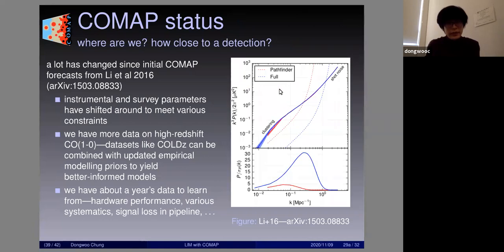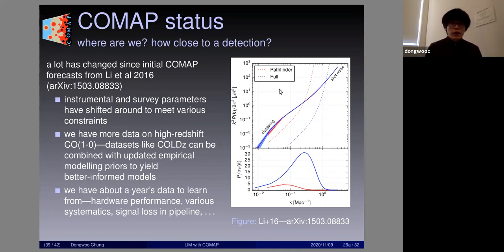So the question then is, how far off is that kind of confident detection? Well, when Tony Li wrote his paper four or five years ago, he made these forecasts for a Pathfinder experiment, which is where we are now in the project. It was fairly optimistic. We thought we would get something like a 7-8 sigma detection of the fiducial model. But a lot has changed in the past four to five years. Various parameters have shifted around for pragmatic reasons.